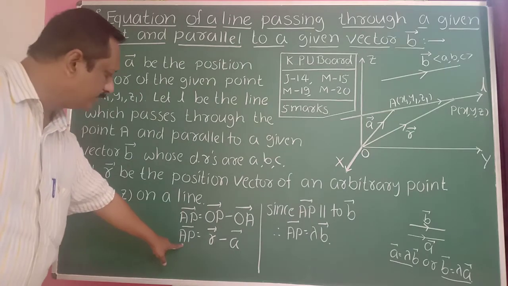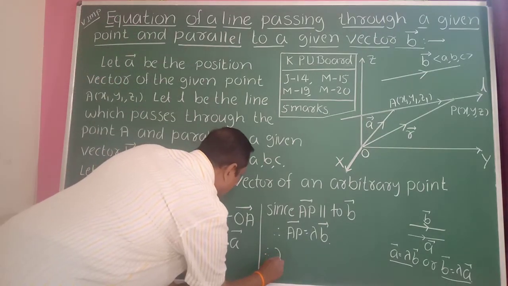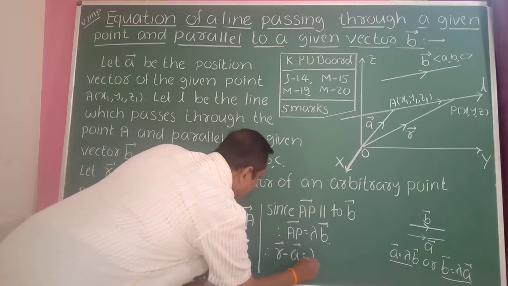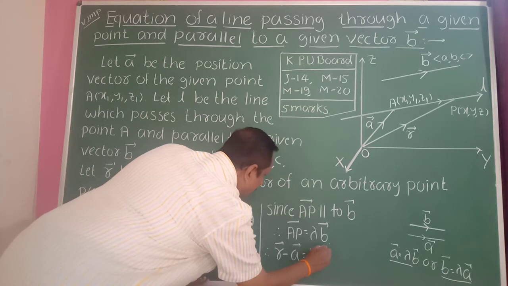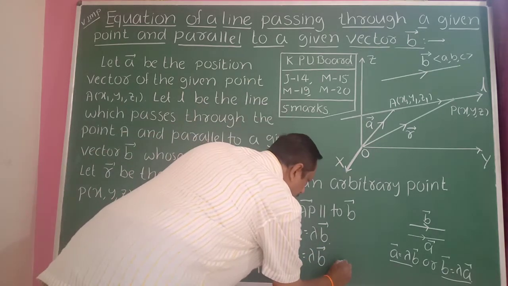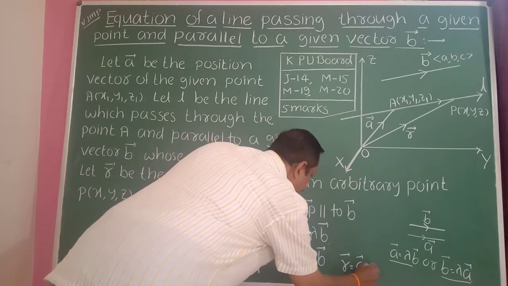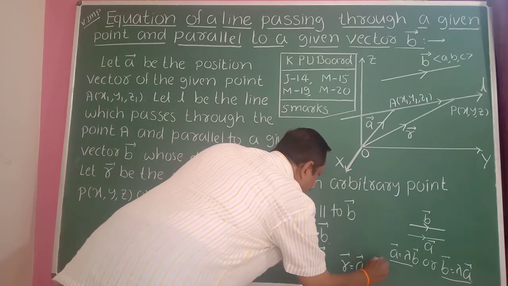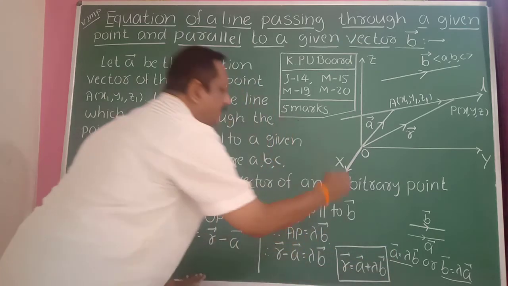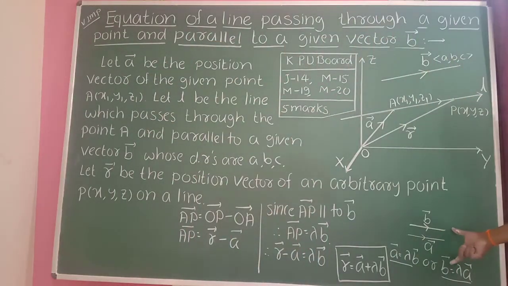But AP is equal to what here? R bar minus A bar. Therefore, R bar minus A bar is equal to lambda into the vector B bar. Take minus A bar to the right-hand side. Hence, R bar is equal to A bar plus lambda into the vector B bar. So this is the vector equation of the line. This is a very important result.